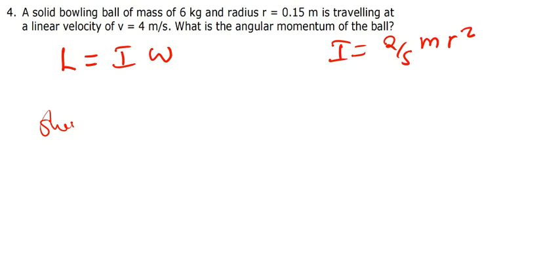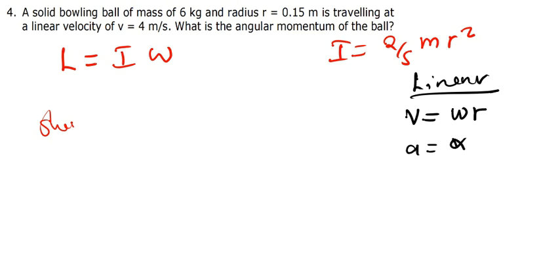I want you to understand that there are these formulas that we call linear. The linear velocity is given by the angular velocity times radius. The linear acceleration, which is a, is given by alpha times r. Then d, which is the linear displacement, is given by theta times r.